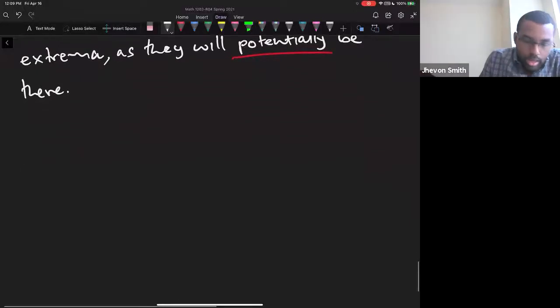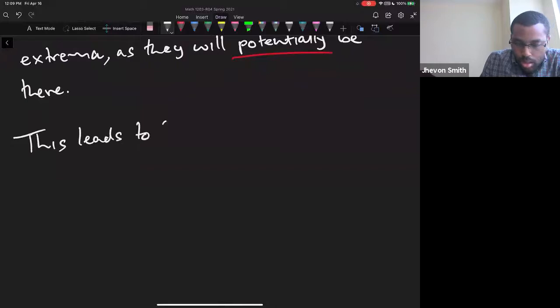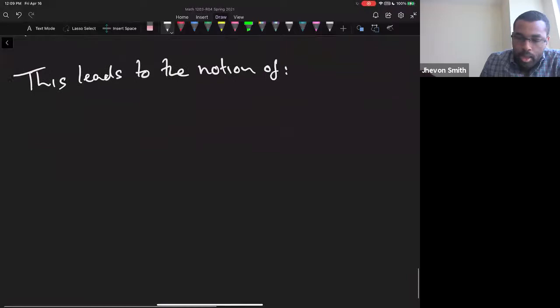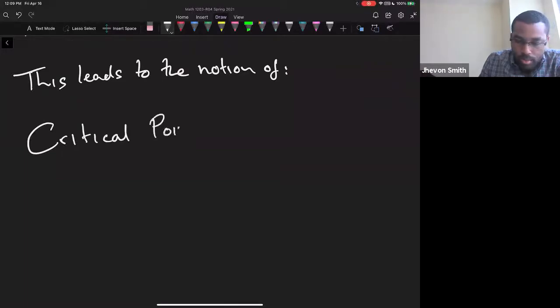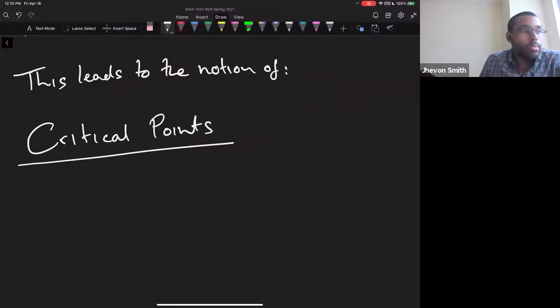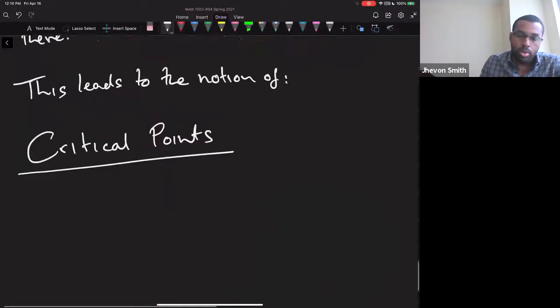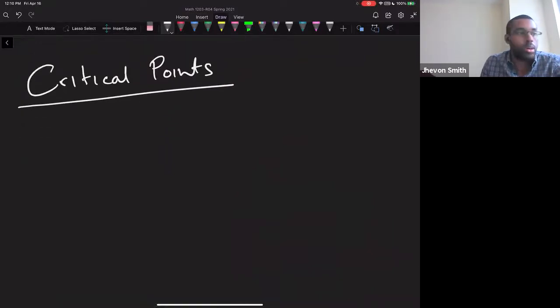And namely, this leads to the notion of what we call critical points. And that's a phrase that I've used before, but I didn't explain where it came from. And so this is why critical points were defined the way they were defined before. And it's because of Fermat's theorem.